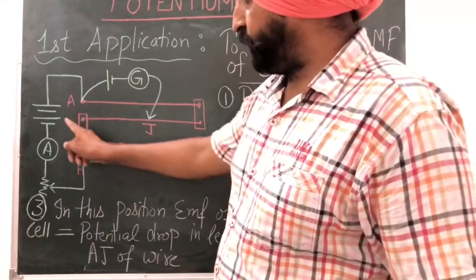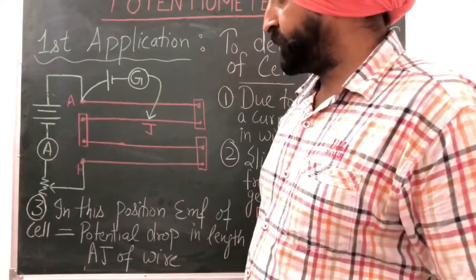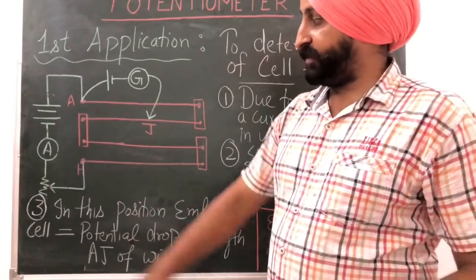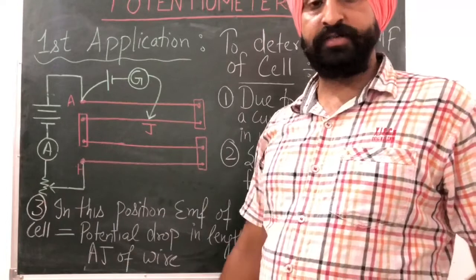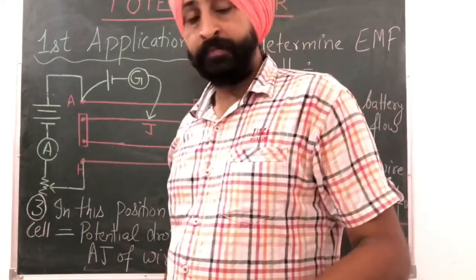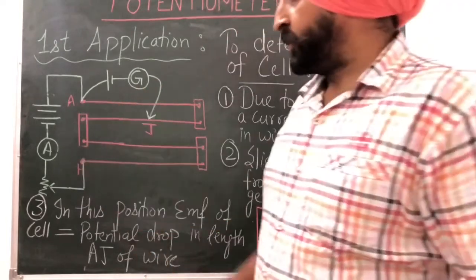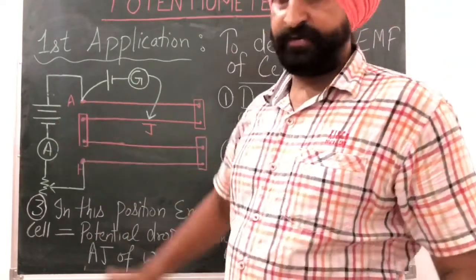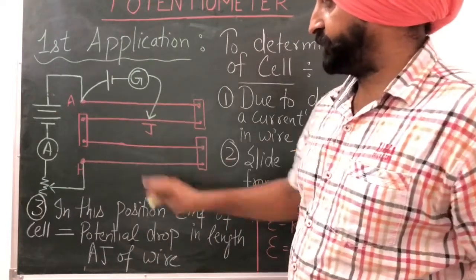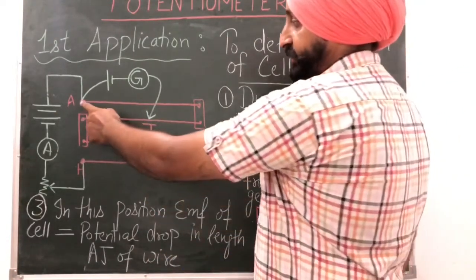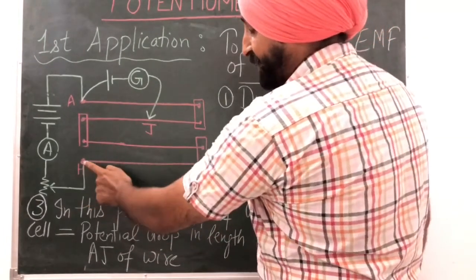Here we have one battery. This battery will be known as driver battery, and you have an ammeter connected here, and down here you have a rheostat. Rheostat is used in this circuit to vary the amount of current passing through this wire. So basically this driver battery will be establishing the current in this wire.